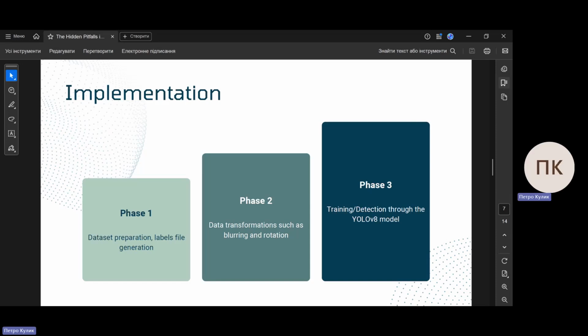The third service, training detection, handles the training of the YOLO v8 model as well as inference on new images, enabling efficient and isolated execution of the deep learning pipeline. This modular design allows each component to be developed, tested, and scaled independently while maintaining a consistent environment across different systems.